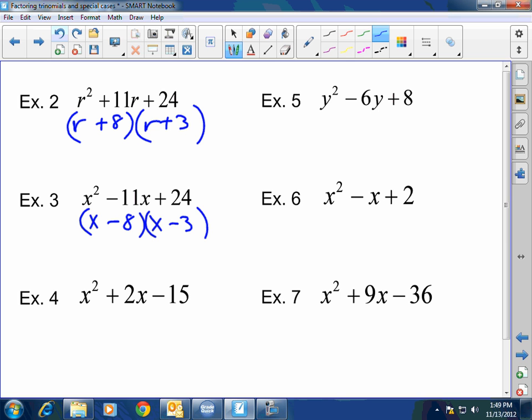Okay, number 3, setup. X, x. What times what is negative 15, but when added together is 2?